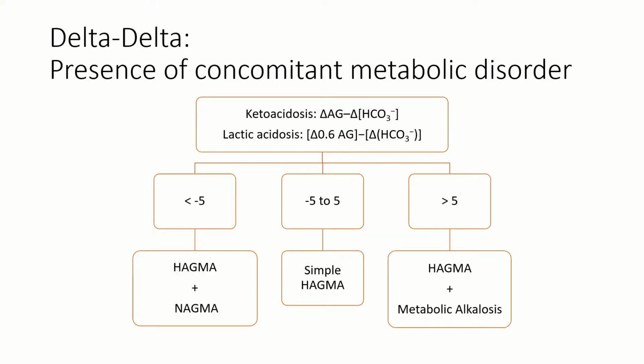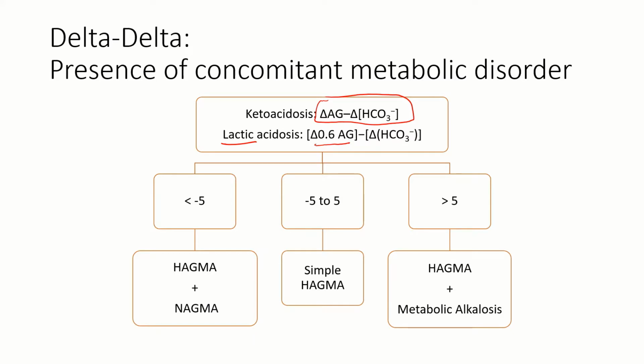So this is the diagram which is just a simplified version of whatever we already talked about. In case of ketoacidosis, we use the normal formula that we talked about, and in case of lactic acidosis, the formula is slightly modified, and we use 0.6 times anion gap. Now, the normal value of this delta delta is -5 to +5.